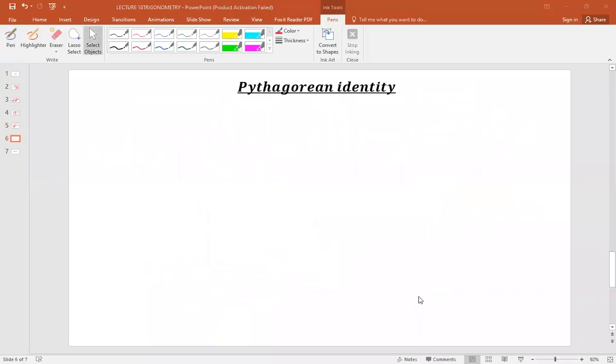All right, so the Pythagorean identity is something that I'm sure you've seen somewhere, but it might just sound new. Yeah, but you've seen it somewhere, I believe. Okay, so the Pythagorean identity is simply sine squared x plus cos squared x is equal to 1. So this is the Pythagorean identity.